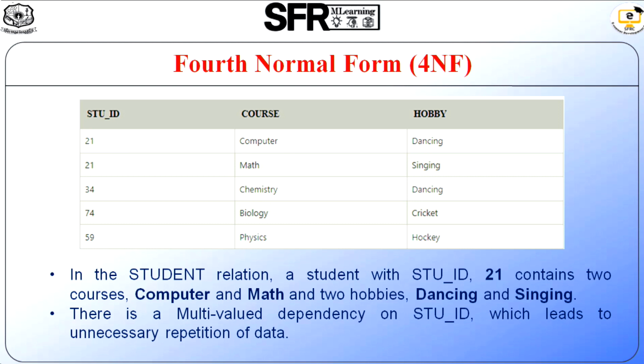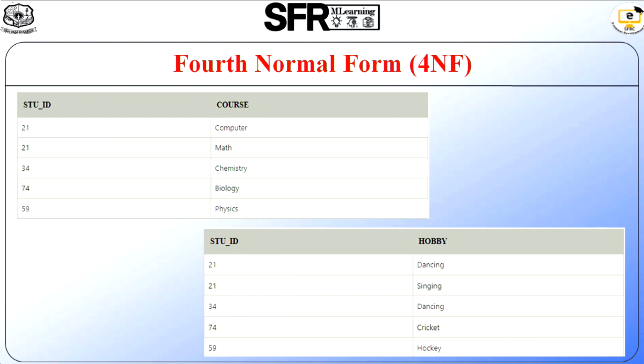So we decompose this table into two tables. The first table has student ID and student course, and the second table has student ID and hobby. So it is in 4NF.